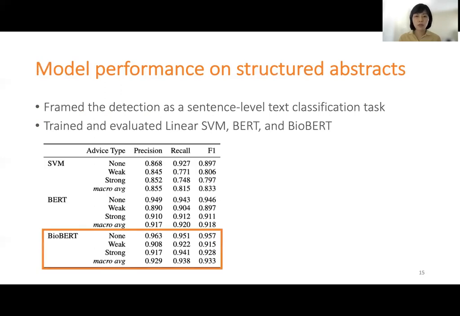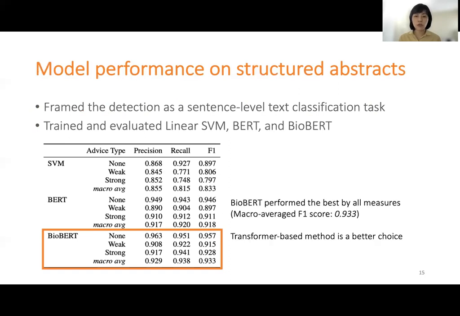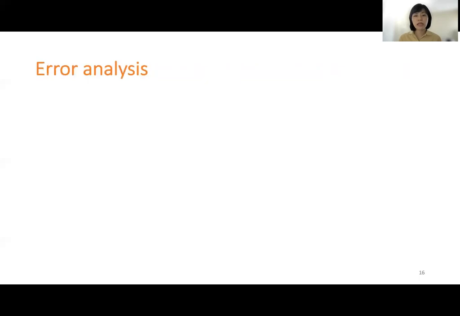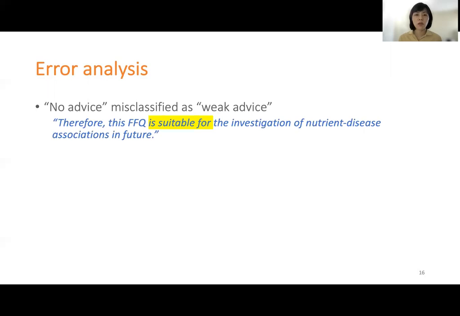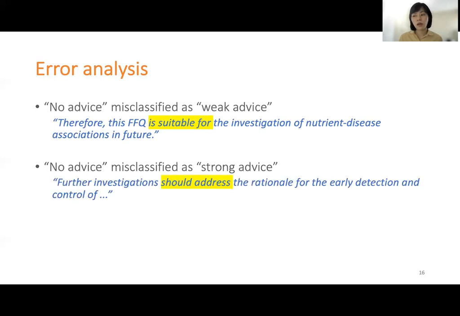Our experiment results show that the BioBERT model performed the best, and compared to traditional machine learning methods, the transformer-based approach is a better choice for our task. For the misclassified cases, we found a no advice sentence would be misclassified as weak advice because it has language cues like "it's suitable for." Similarly, a no advice sentence could also be classified as strong advice because it has cues like "should" and "must," which are indicators for strong advice.